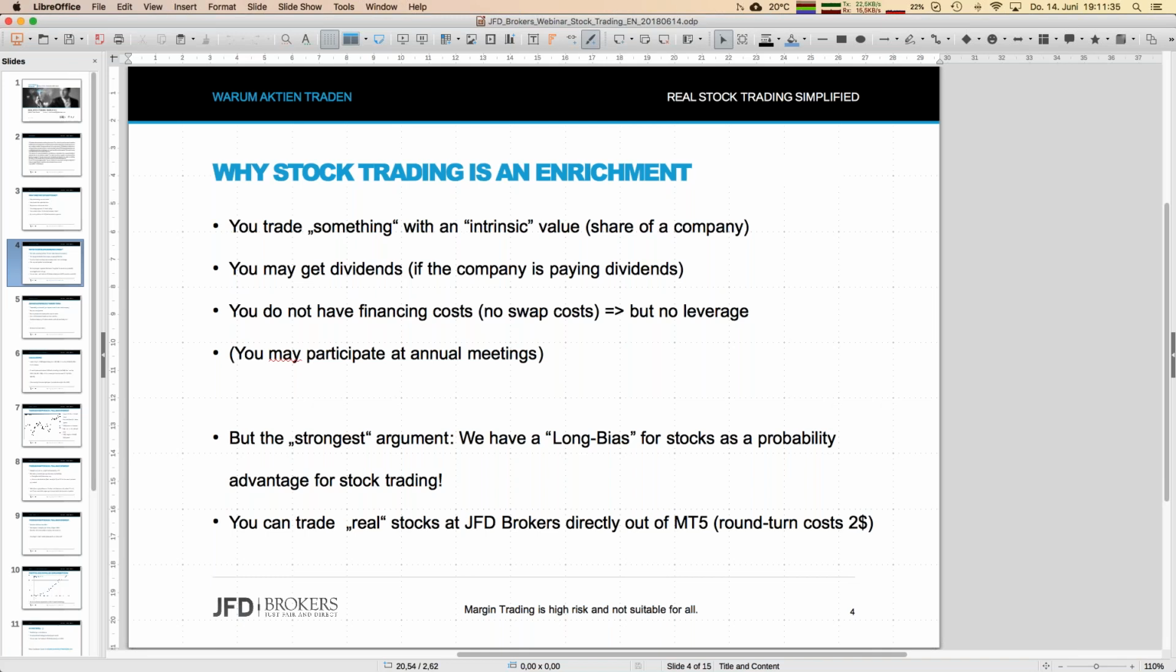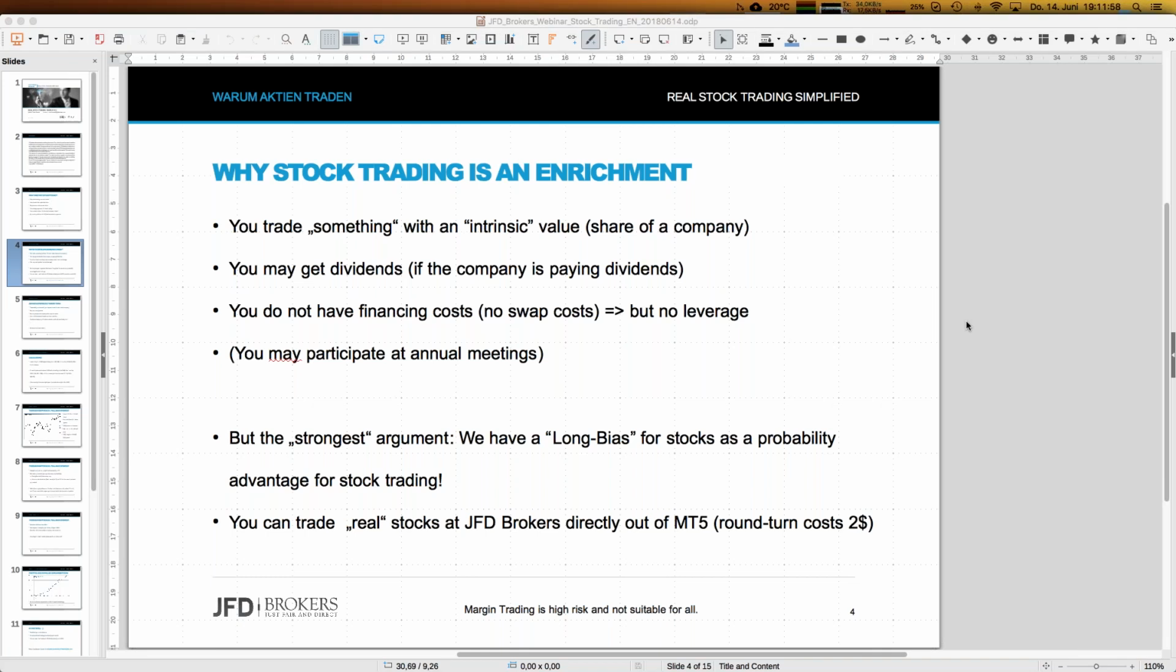But now the strongest argument why to buy real stocks. Buying stocks is a long trading activity, like going long on DAX or S&P 500. And we know that stocks in the long term go north. Okay, you may say, but not every company is going north over time. But there are a lot of companies really having that strong bias to the north. And there are two fundamental aspects.